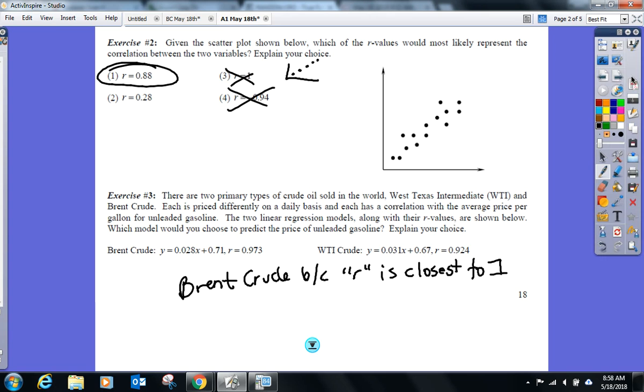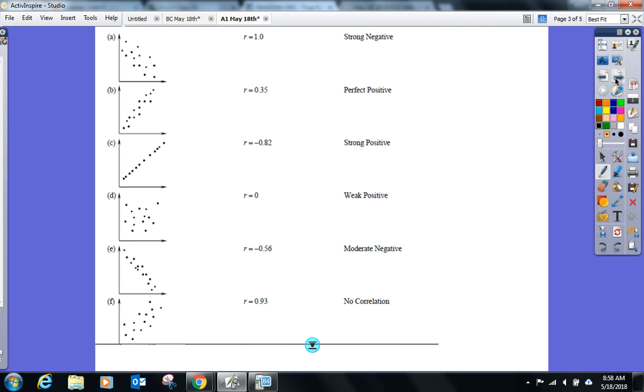All right, here we go. Some people are going to get involved now. Match the graph with the R value with the term it goes with now. Okay? Match the graph with the R value and the term it goes with.